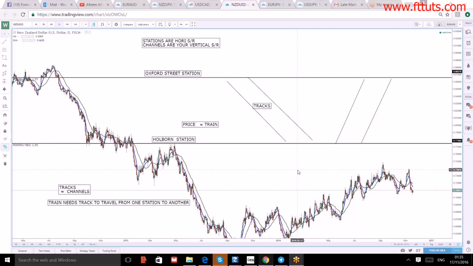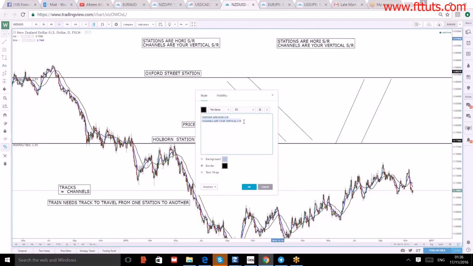Okay, so capturing the train or jumping on the train is the same thing as capturing the price action. That is what I mean in other words. Now you need to identify the stations. So the first thing will always be what, on your charts?